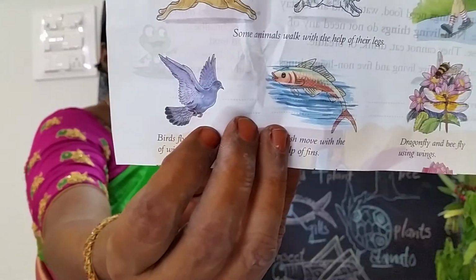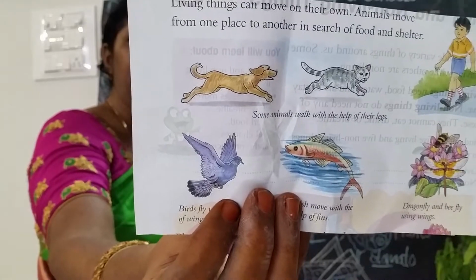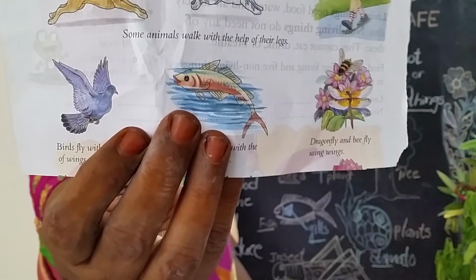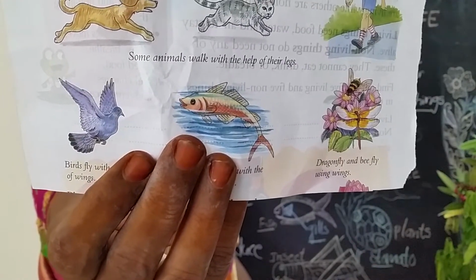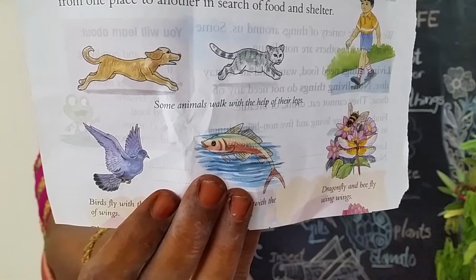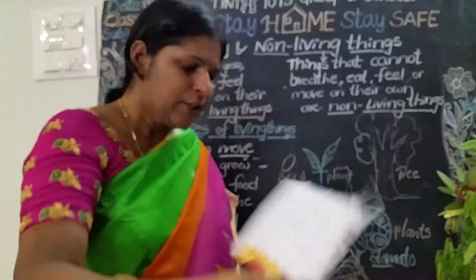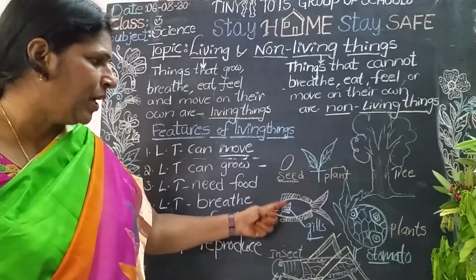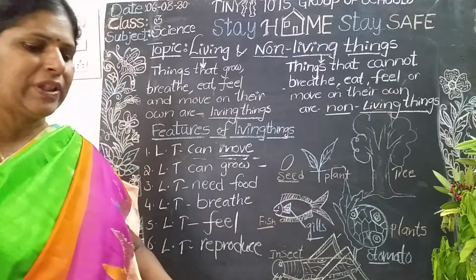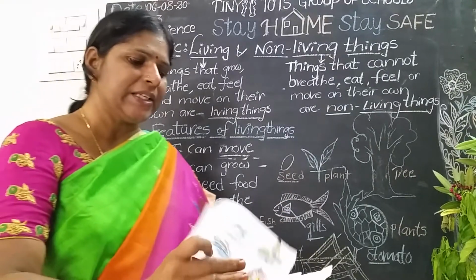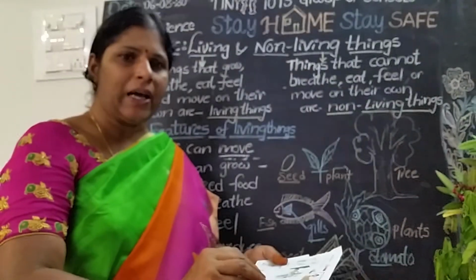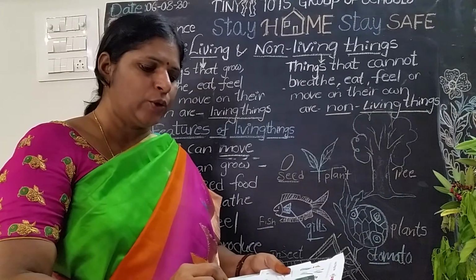See here, birds can fly with the help of wings. And here, the fish. See here, fishes are also living things like us, no children. Fishes move with the help of fins. See here, these are all the fins. This is the gill, these are all the fins. Fishes move with the help of fins. All insects also move with the help of their wings. All living organisms can move from one place to another.